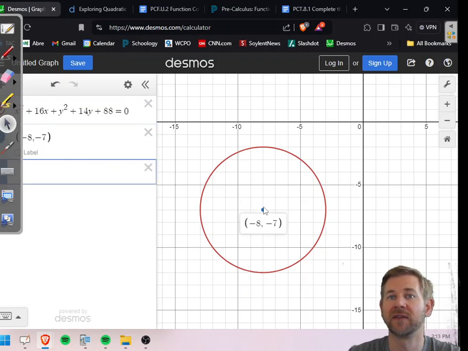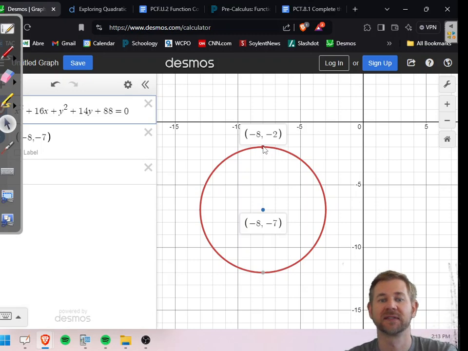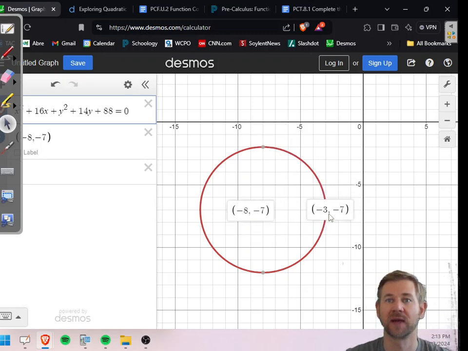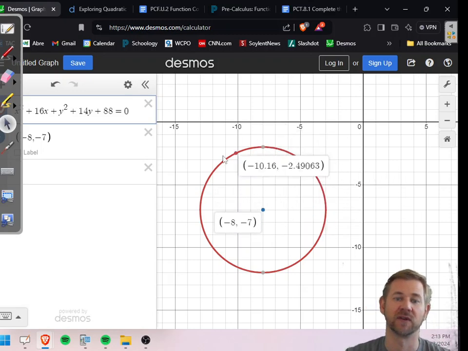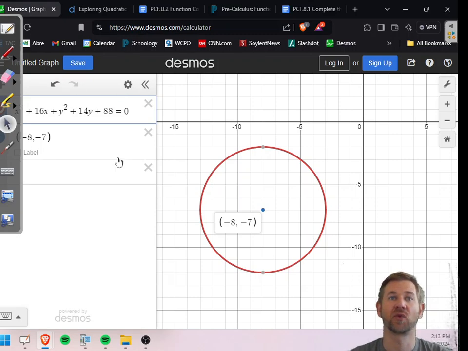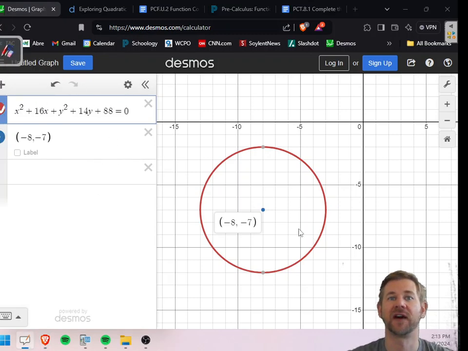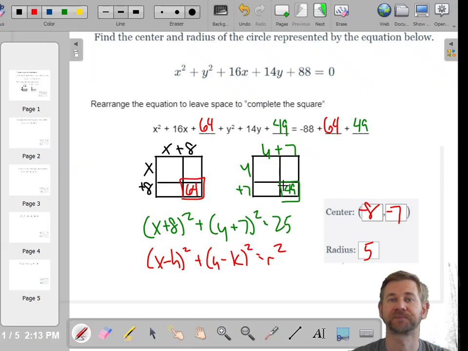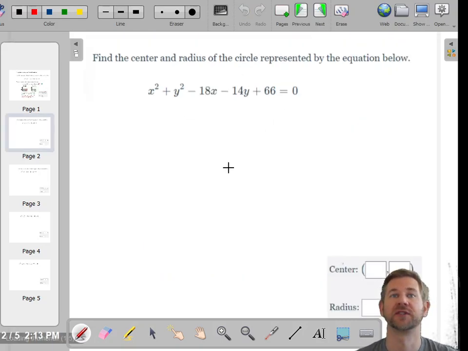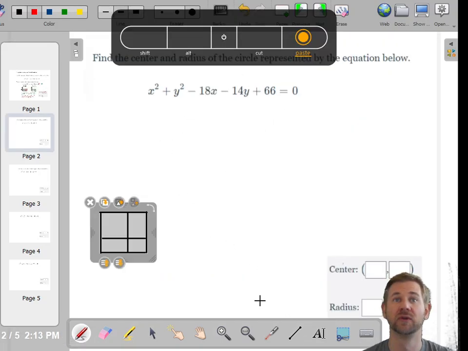And then from negative 7 up to negative 2 is a total of 5 units. Or you could look at it this way: from negative 8 to negative 3, 5 units. The radius is 5. So we just graphed this circle to verify that the center is where I said it was. But we used completing the square to find the center. So let's try another one. Okay, I'm going to set this thing up.